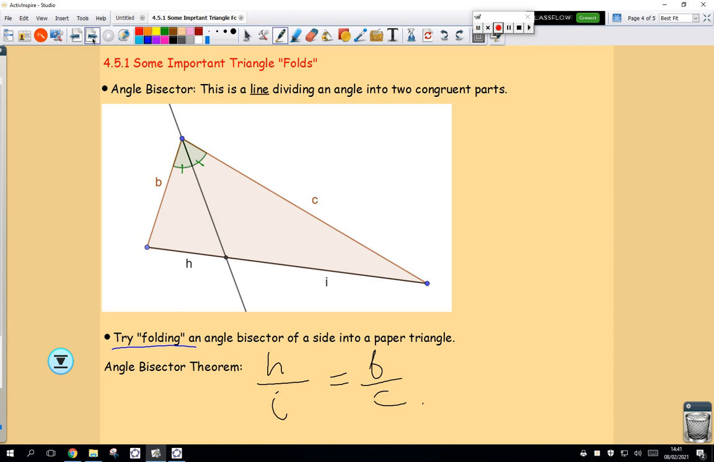So practice that stuff. Go over it, try the GeoGebra, try the paper folding exercise, and see how you get on. And learn your definitions.